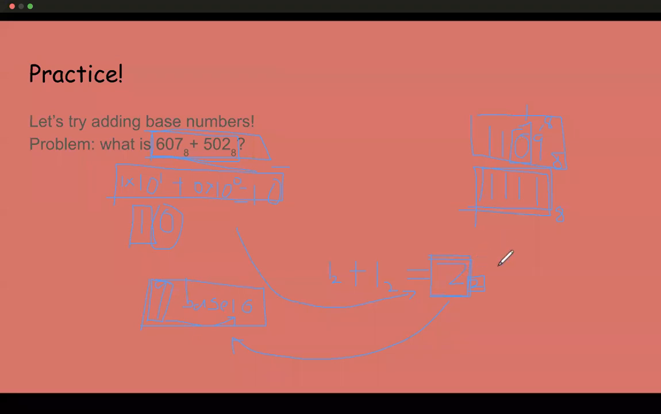Okay, let's explain this. The largest single unit number in any base is the base minus 1. So in base 10, the largest single unit number is 9. And that's because in base 10, 10 minus 1 equals 9. And that's why the largest single unit number is 9. Do you guys understand that?